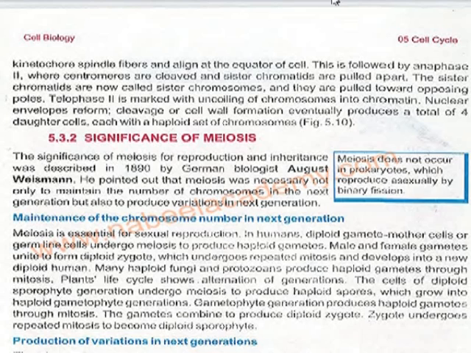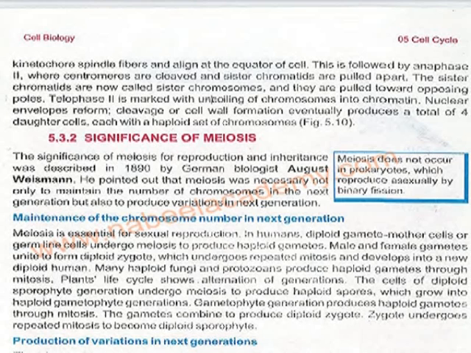Telophase 2 is related to the uncoiling of chromosomes into chromatin. Nuclear envelopes form again. See, I keep giving you substitutes for different words. If you forget "reform", you can say nuclear envelopes form again. Cleavage or cell wall formation eventually produces how many daughter cells? 4, with a haploid set of chromosomes. In one cycle of meiosis, how many daughter cells are produced? 4, with a haploid set of chromosomes.